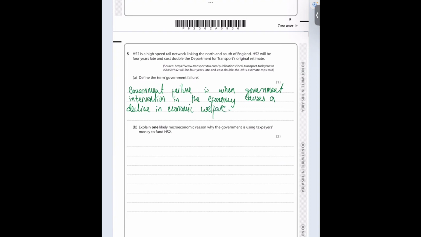Explain one likely microeconomic reason why the government is using taxpayers' money to fund HS2. Well, the reason is that if it was done privately, there probably wouldn't be the money available, or there wouldn't be the possibility of accruing the money to actually fund the project.